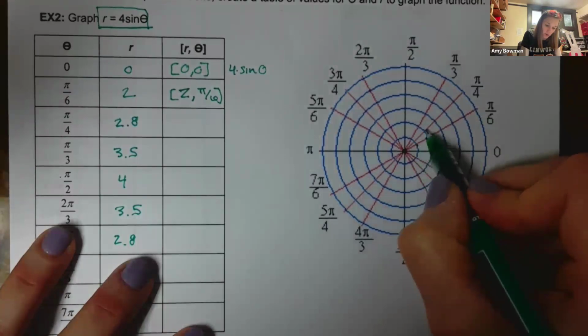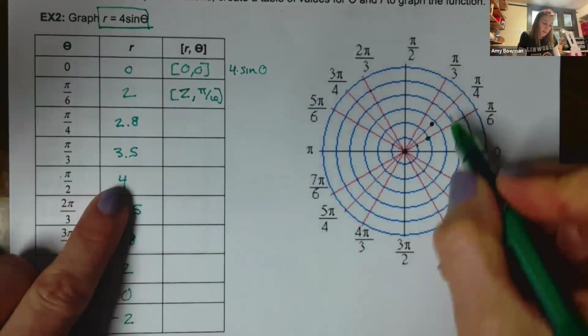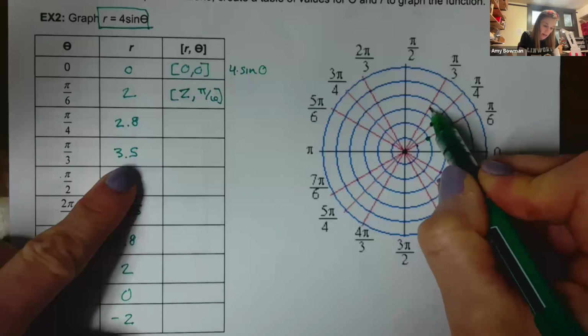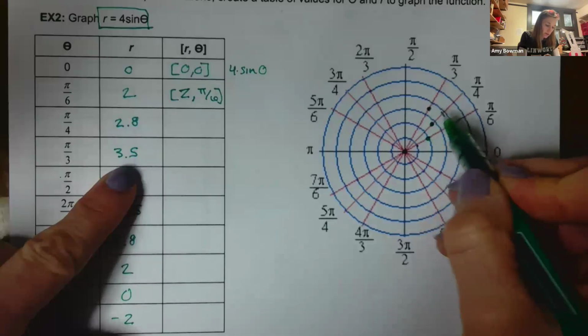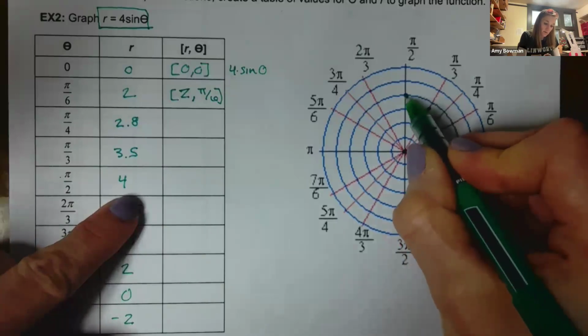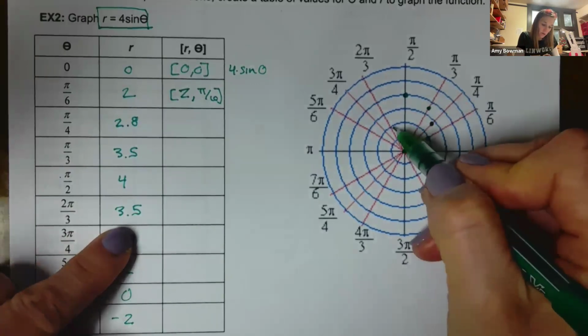So 2.8 is close to 3, obviously not too far. Then we've got pi thirds, 3.5. Again, you're eyeballing 1, 2, 3.5. So plotting all of these points. Pi halves, we're going up to 4. 2 pi thirds, we've got 3.5. 1, 2, 3.5.